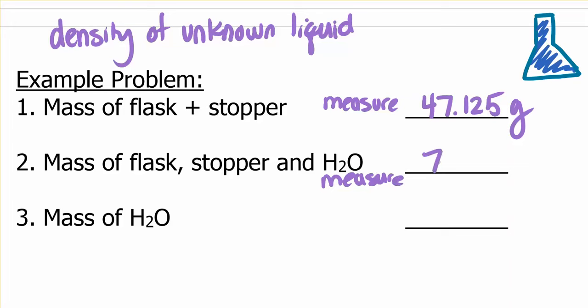And let's just say I get this. I wrote down every digit that the balance gave me, but notice I didn't get as many digits as I did before. And that's because sometimes when this mass is higher, you'll get fewer digits past the decimal. Okay, next I'm going to determine the mass of the water, so I'm just going to subtract.